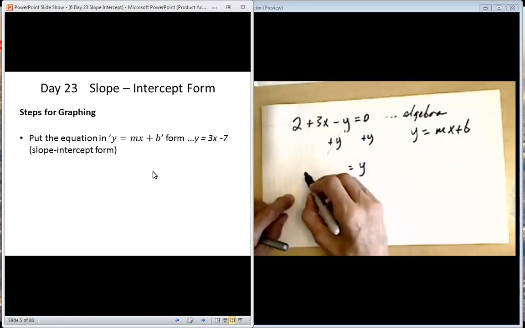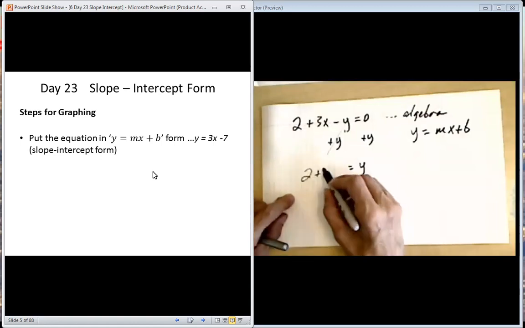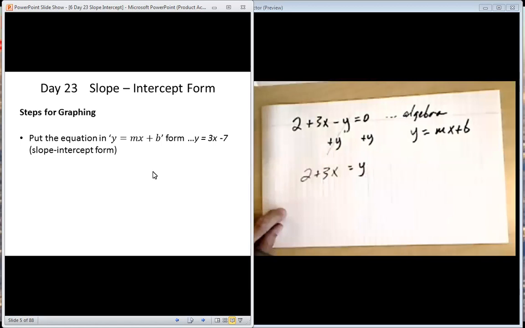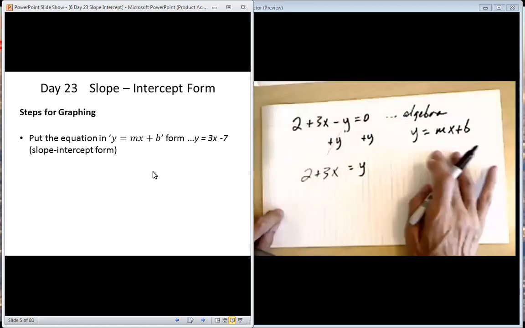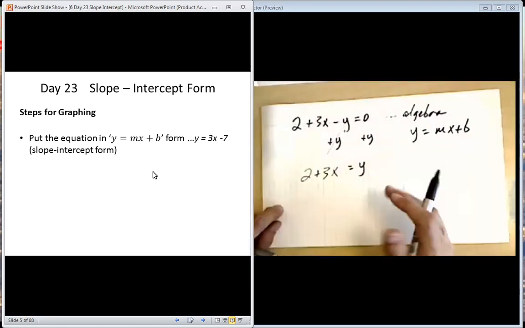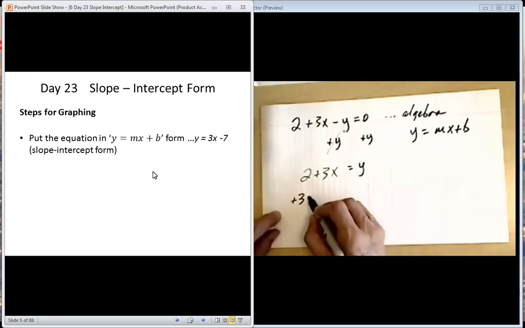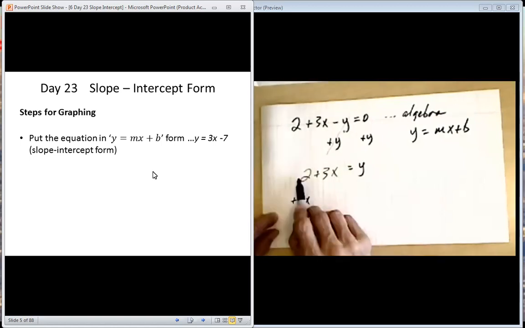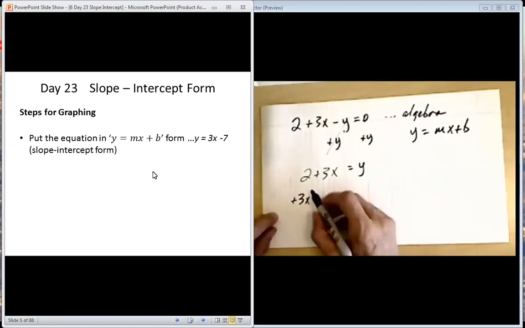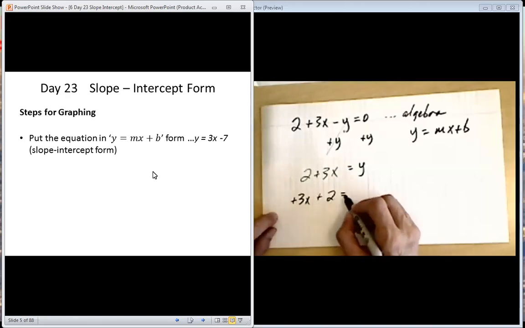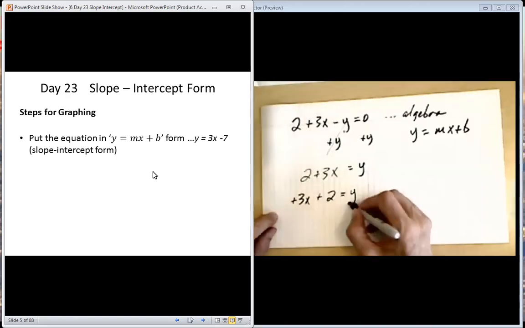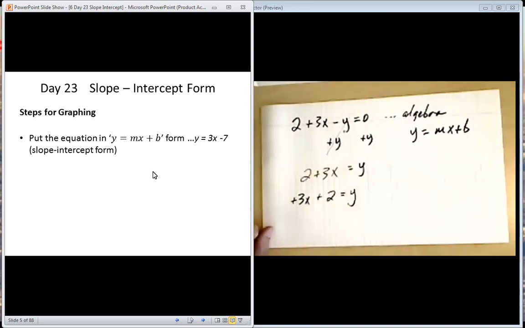What are we left with here? We got 2 plus 3x like that. So it's almost there, right? But what we're allowed to do, as long as we keep the sign in front, we can switch the order. And so it's plus 3x. So we can put the plus 3x in the front. And this is a plus 2. We can just do that little switch there. And we're left with 3x plus 2 is now equal to y. So that's the first step.